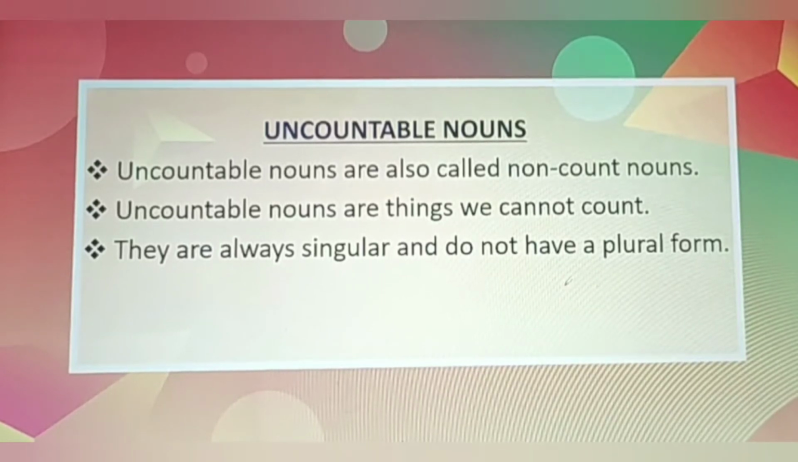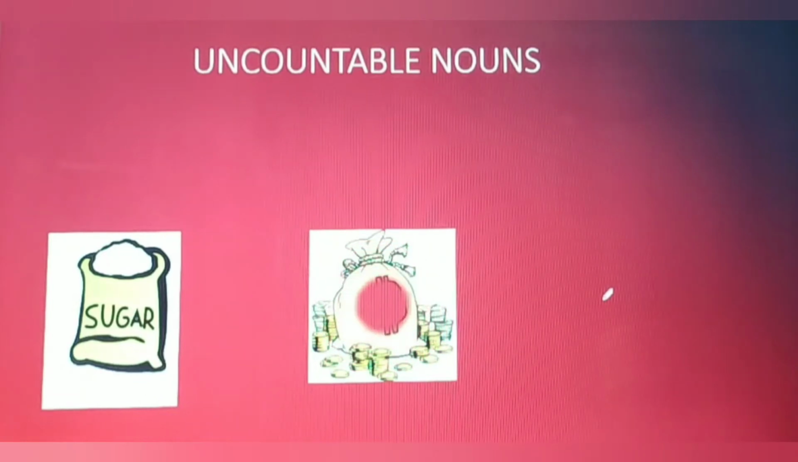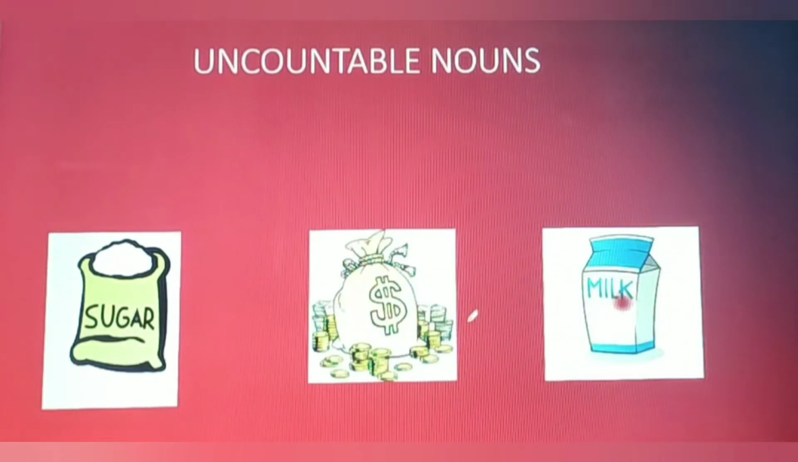So in countable noun, we learn that they can be both singular and plural. But uncountable nouns, they do not have a plural form. Let's look at the examples to make the concept clear. Look at the first example, sugar. Can you count sugar? No, we cannot count sugar. If we want some sugar, we would never say that I want sugars.